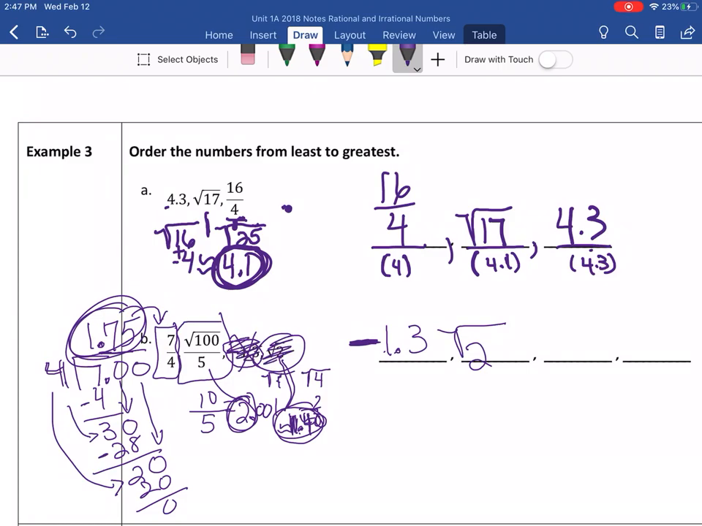That leaves us, which one's the smallest here between the 7/4 or the square root of 100 over 5? 1.75 is definitely smaller than 2, so you're going to put 7/4 on this line, and that leaves us with the square root of 100 over 5 as the largest. All right, so you're done with those two.